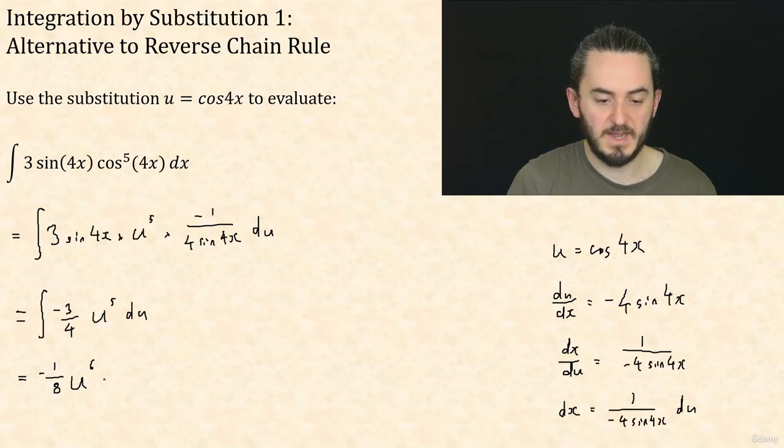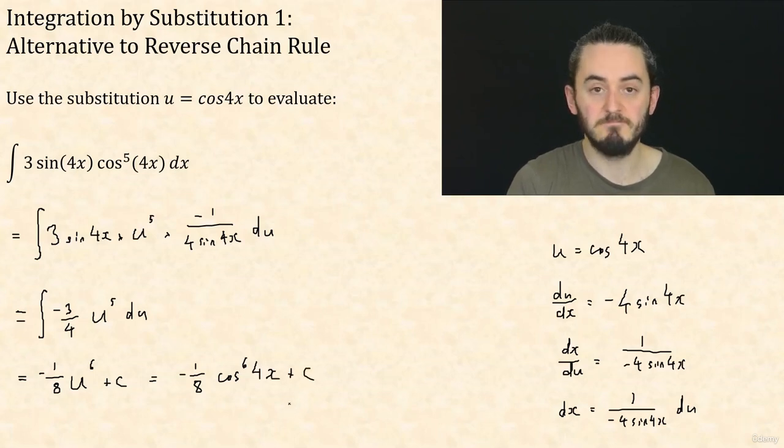So minus 1/8 u to the 6 plus c, and then we just drop our substitution back in. So it wasn't u, was it? It was cos 4x. So it's minus 1/8 cos 4x to the power of 6. So that's cos to the 6 4x plus c.